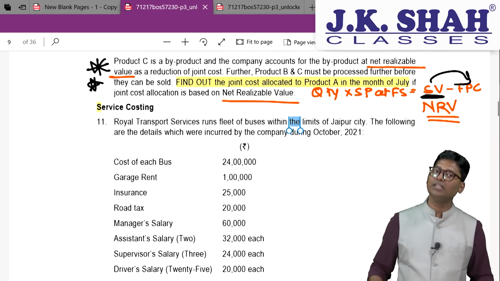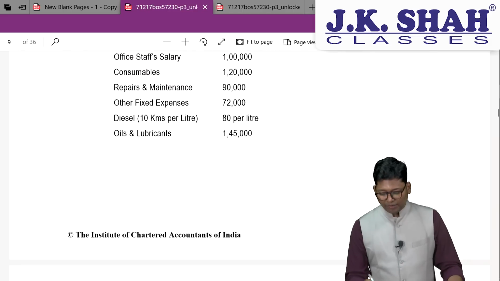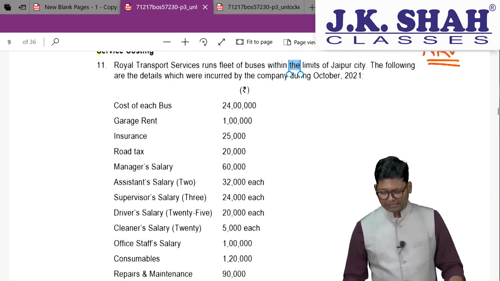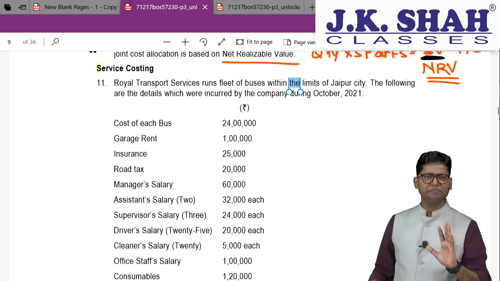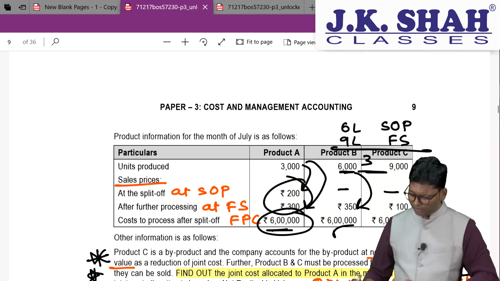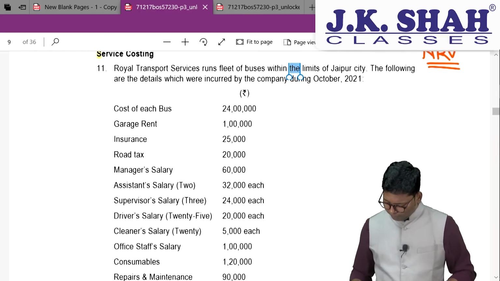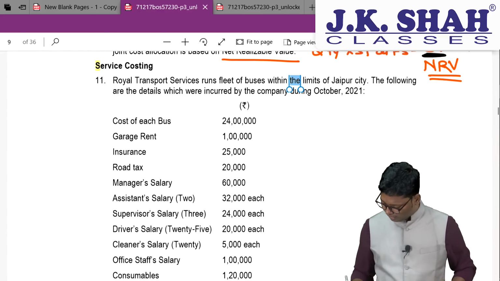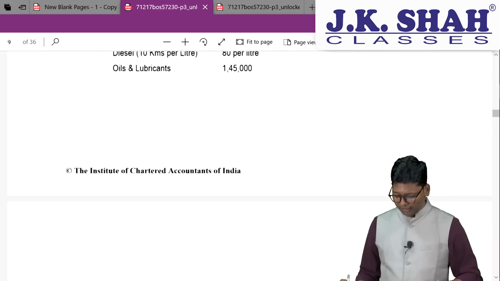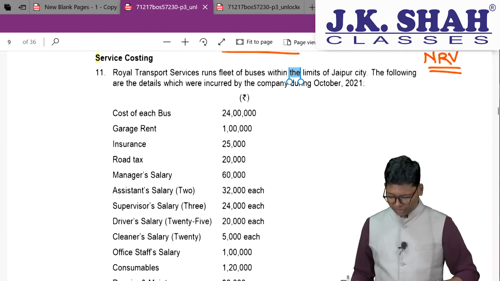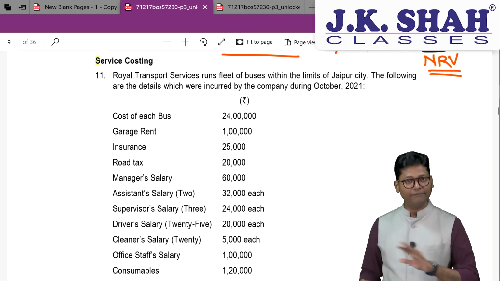Now let's start with the service costing discussion. As far as this service costing is concerned, each and everything is given directly. See, again this one is the direct category of question. There are no hidden adjustments, there are no minor points to be kept in mind. Only the given information matters, and this given information covers everything.